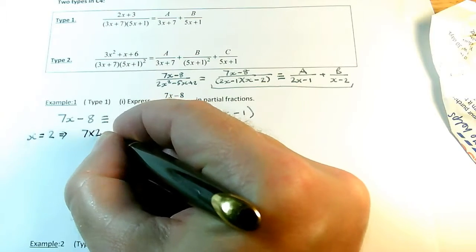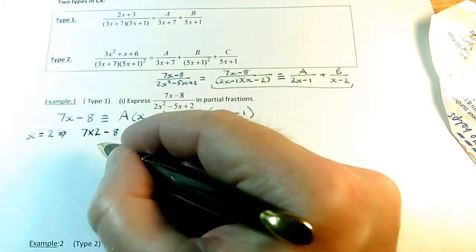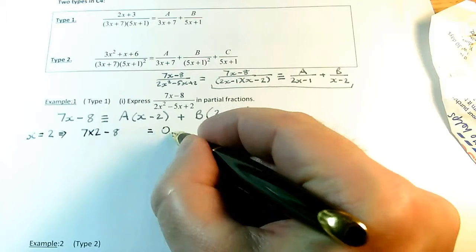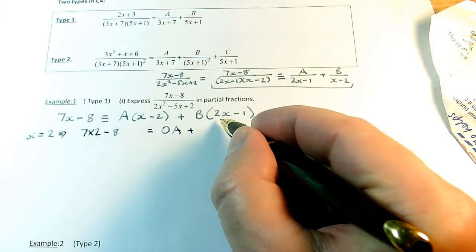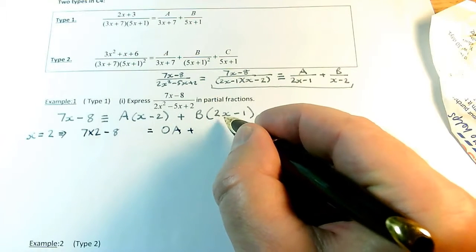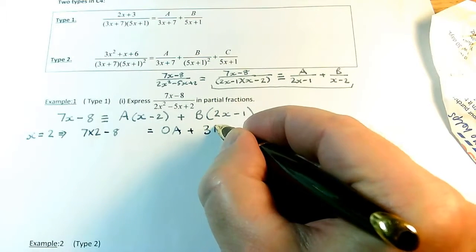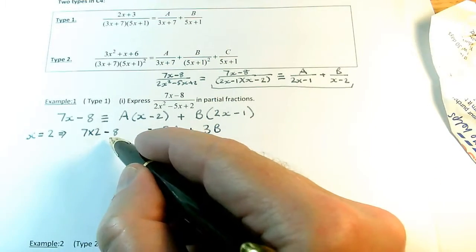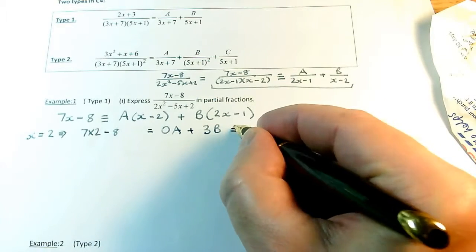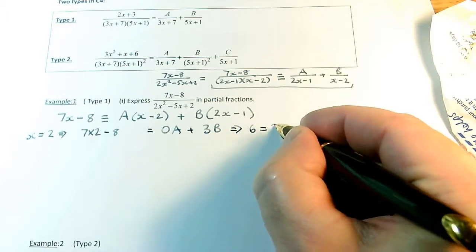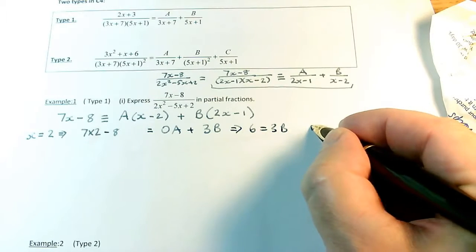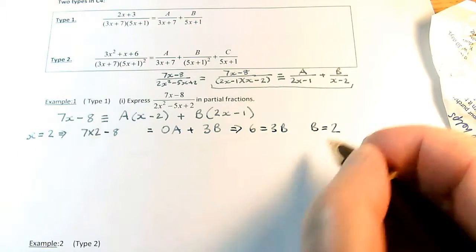So 7 times 2 minus 8 is going to equal a times 0, 0a, plus, and then x is going to be 2 here, so it's 2 times 2, which is 4, minus 1, that's 3b. So, simplifying, 7 times 2 is 14, minus 8 is 6. So this means that 6 equals 3b, and lo and behold, b is 2.